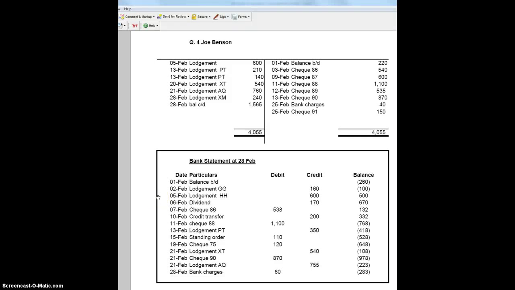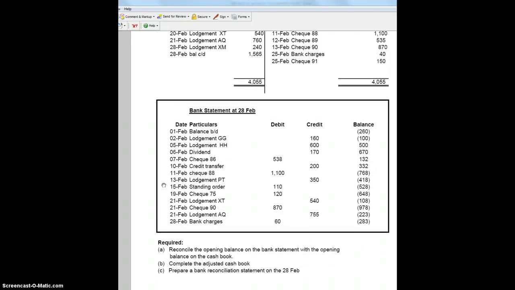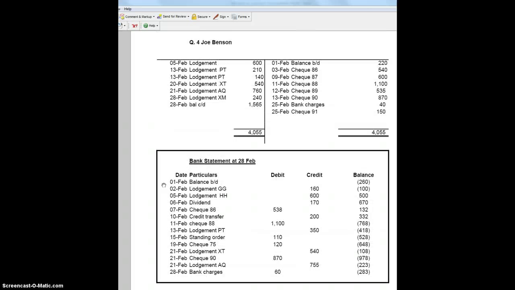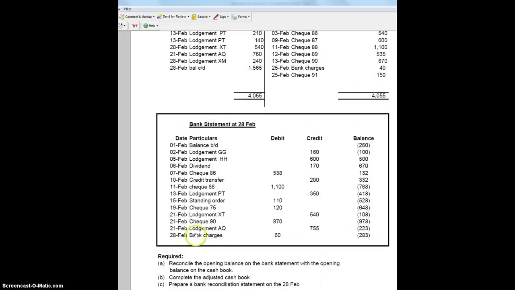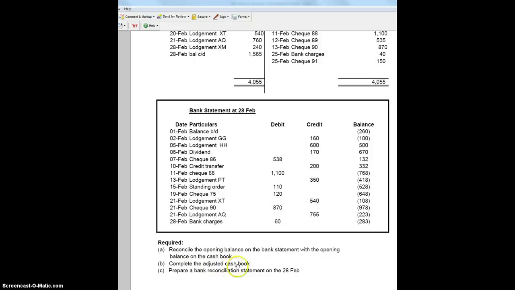Hi, Luke Fannin here from Athlone Institute of Technology School of Business, and we're going to look at another bank reconciliation question. Once again, three requirements: reconcile the opening balances, complete the adjusted cash book or bank T account, and then prepare an adjusted bank statement or reconciliation statement.